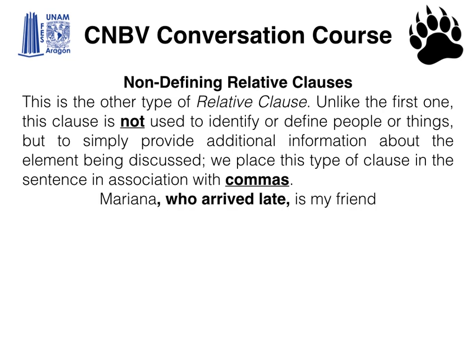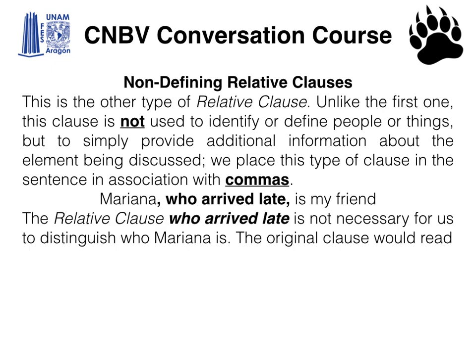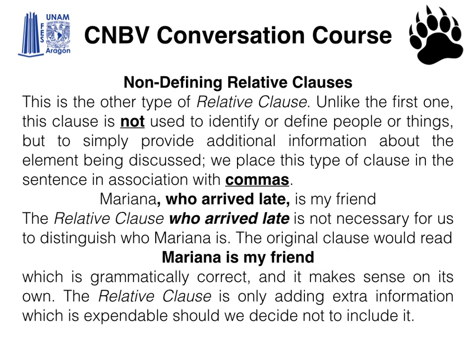An example: Mariana, who arrived late, is my friend. In this case, the relative clause who arrived late is not necessary for us to distinguish who Mariana is. The original clause will read, Mariana is my friend, which is grammatically correct and it makes sense on its own. The relative clause is only adding extra information which is expendable should we decide not to include it.